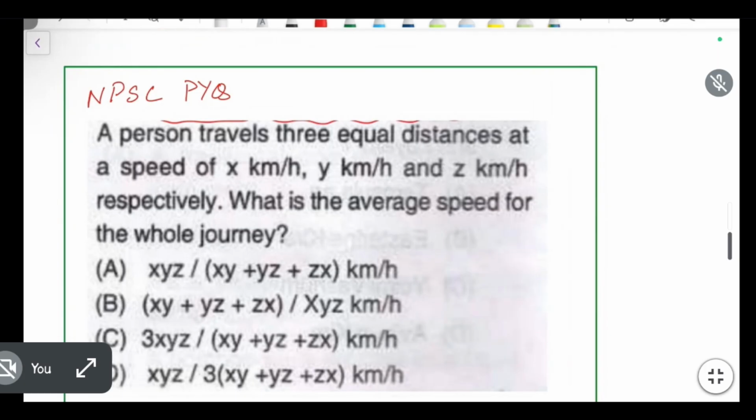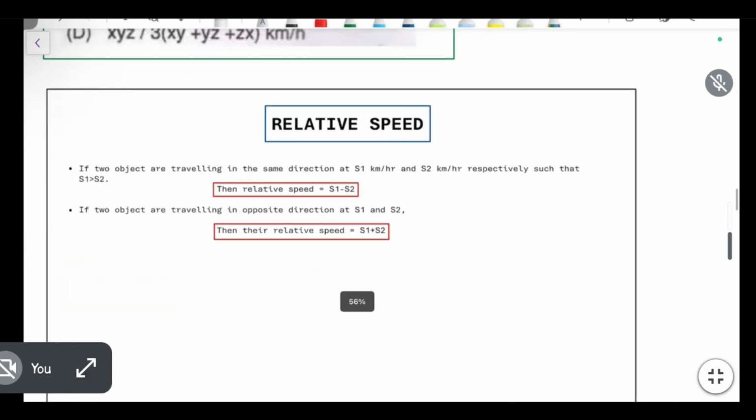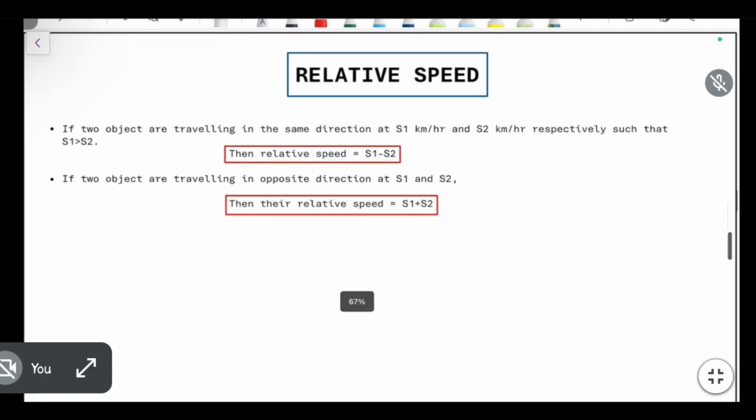A person travels 3 equal distances at a speed of this one and this one respectively. Then we are asked to find the average speed of the whole journey, which means the formula is s1 s2 s3 divided by s1 s2 plus s2 s3 plus s3 s1. So the answer here is this one. It was just a formula based question. If you know the formula, you will get the answer directly without solving anything. It was asked in mains. You can go through and confirm which year it was asked.